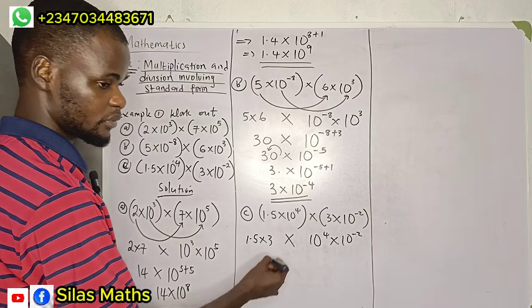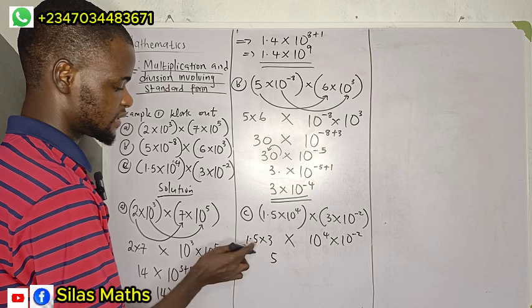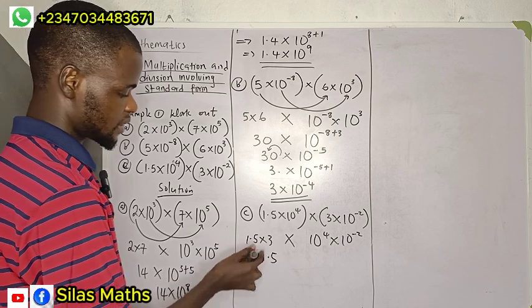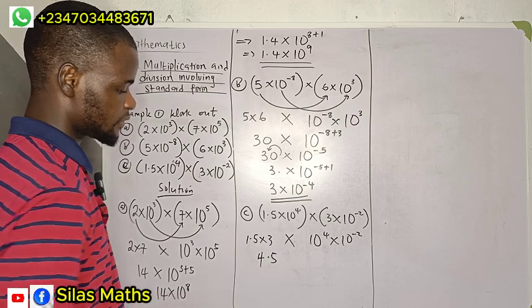3 times 5 will give me 15. So I'll write my 5, carry 1. 3 times this is this. 3 times 1 is 3 plus the 1 I carried, that's 4.